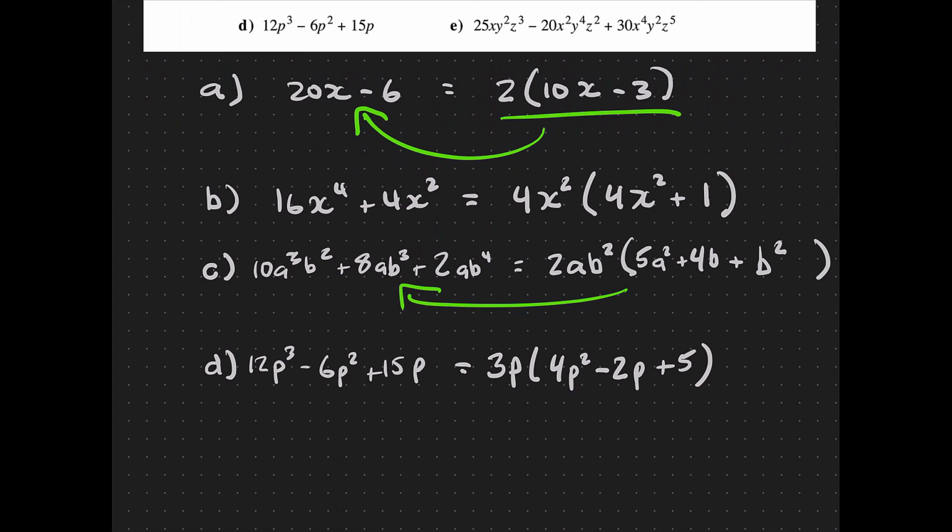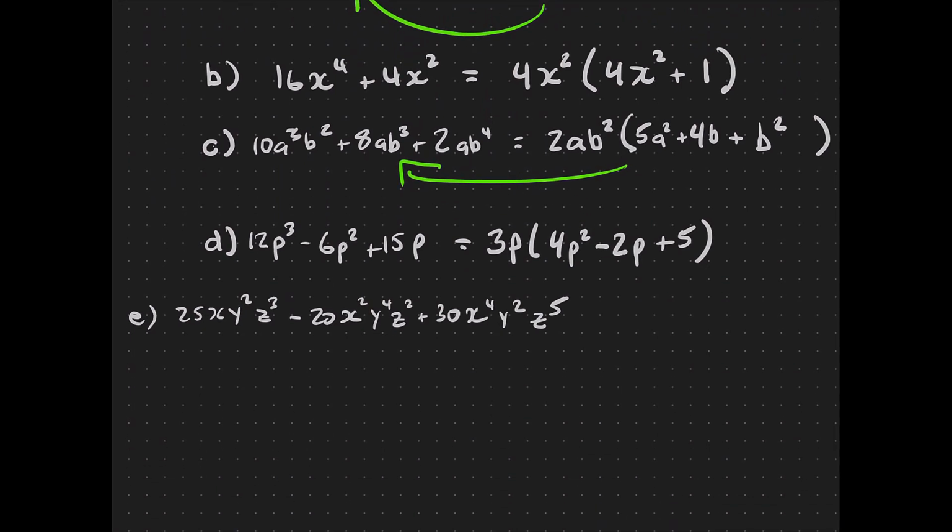And holy man, look at the next one. It is big and complicated, but it is the same process. Let's move it over here a little bit. 25xy squared z to the power of 3 minus 20x squared y to the 4 z squared plus 30x to the 4 y squared z to the 5.